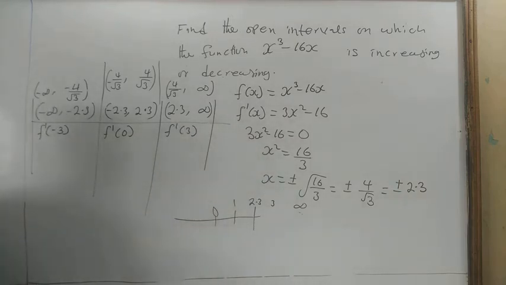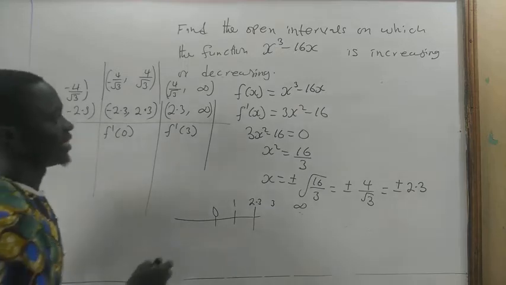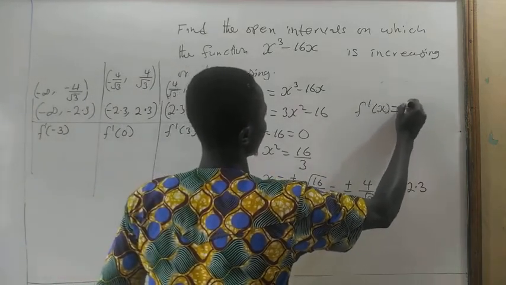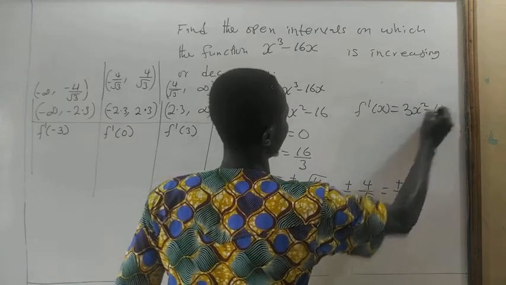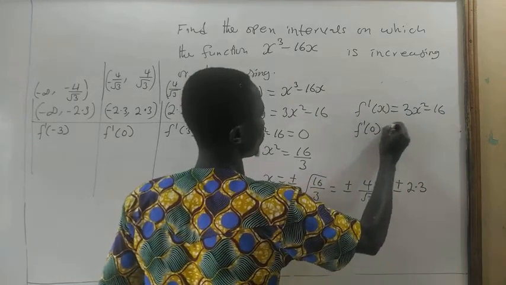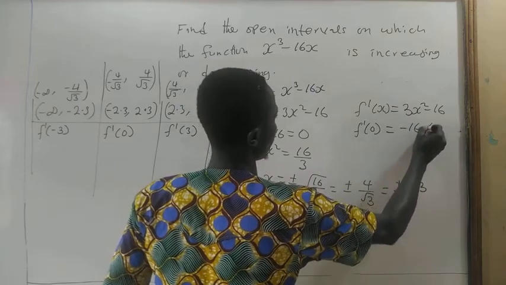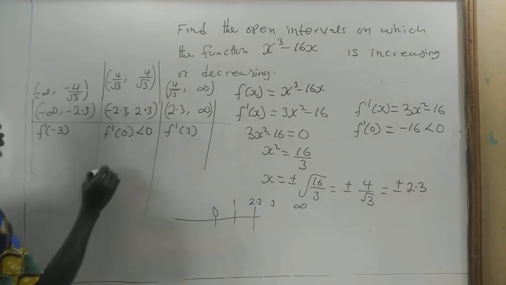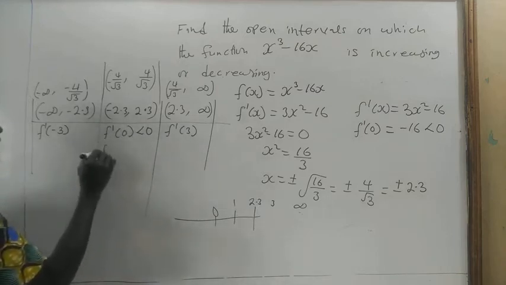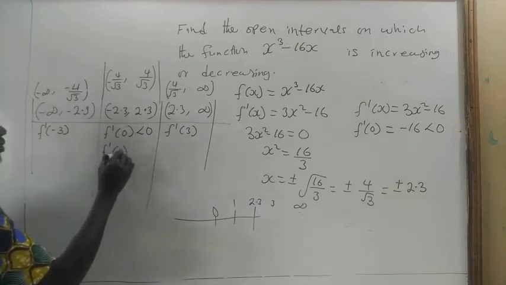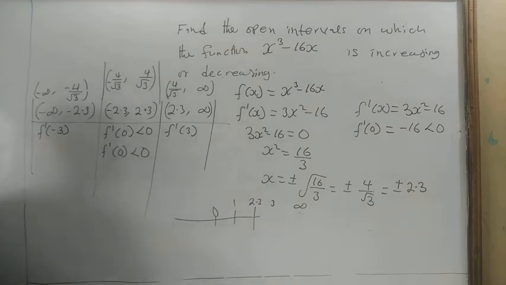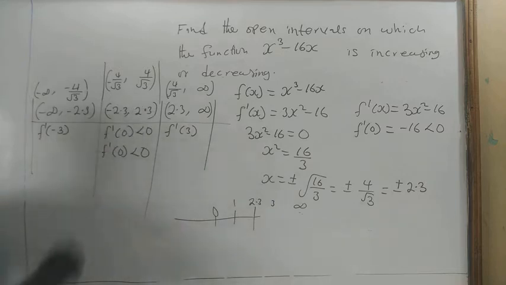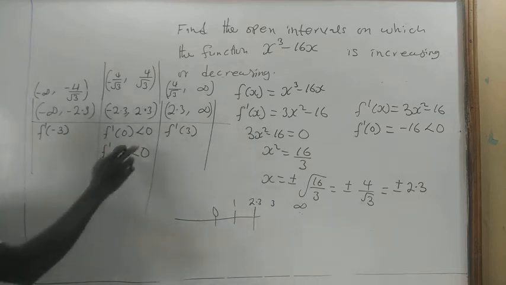Okay, so let's do the easiest one first. This is my f prime of x. So if I take f prime of 0, I'll get negative 16, which is less than 0. So here, this one will be less than 0, which means that any value on that interval will be less than 0. Remember, the parenthesis means that the endpoints are not included.